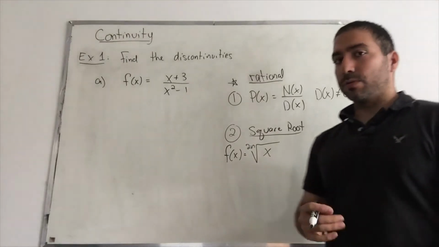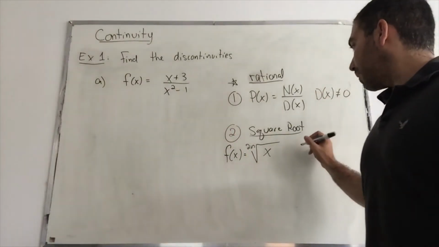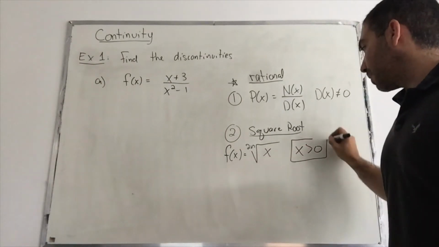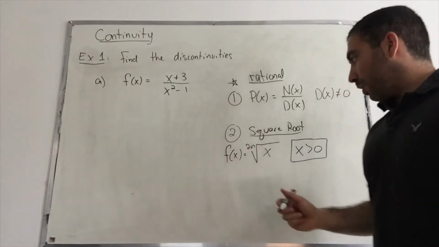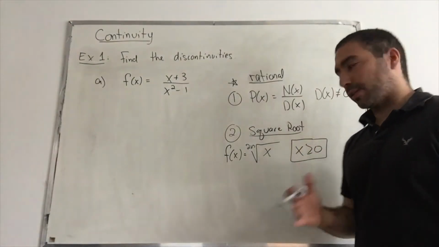What's the issue with square roots? Well, you can't have a square root of a negative number. So here, x has to be greater than 0. This is something we have to worry about. Actually, it could be greater or equal to 0, because square root of 0 is still 0, so that's fine.